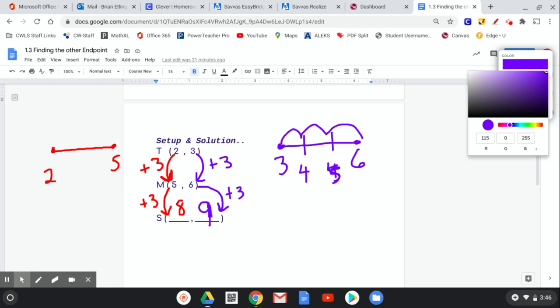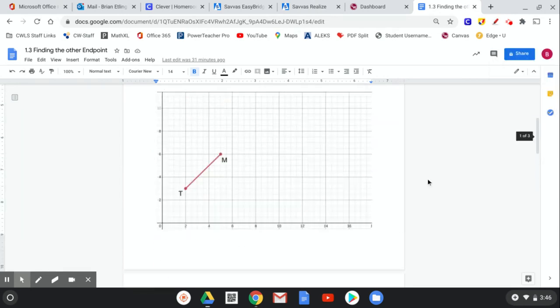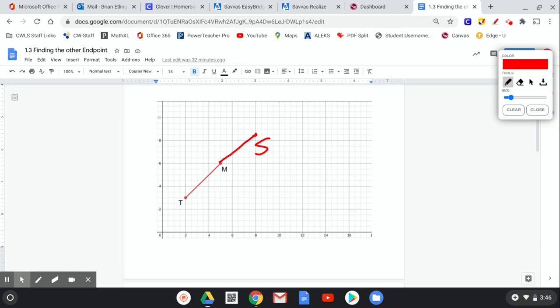Now, you don't have to do this, but I'm just going to show you what it looks like on the graph. So if we close this out, we said it was going to be at (8, 9). (8, 9) is 8, and then 9 right up there. That's going to be where S is at. And if we look at it, we can kind of see that that makes sense. We're in a good position using math common sense. S is our answer, okay?